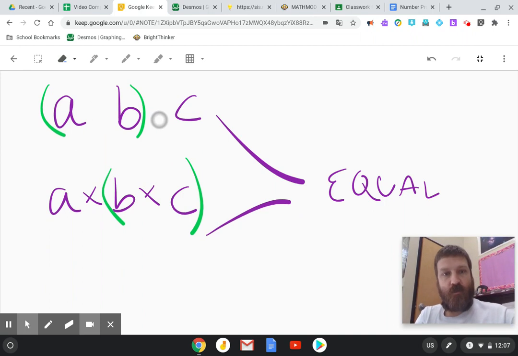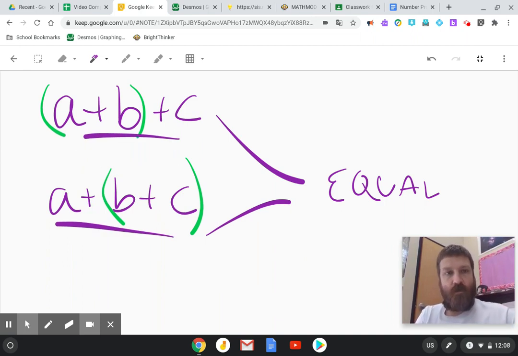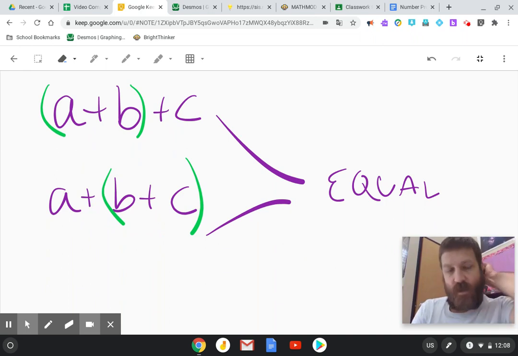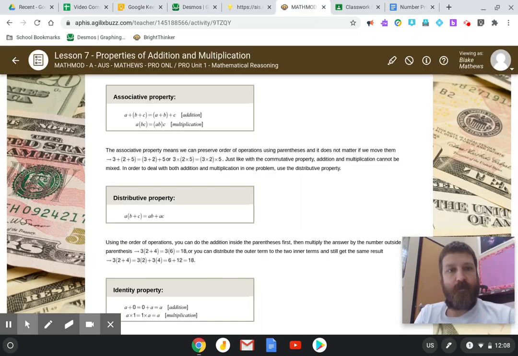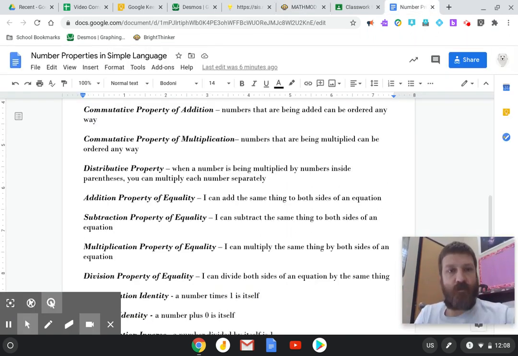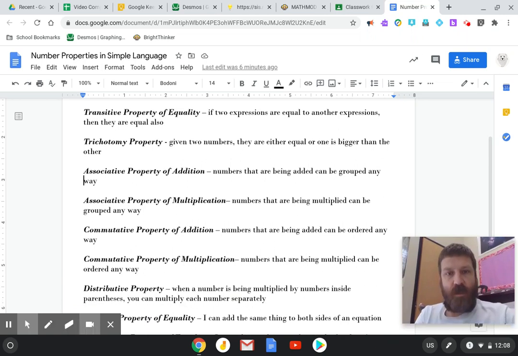So again, just to drive the point home for the addition side, I can add numbers like this. And again, those two expressions would be equal, even though I've grouped A and B on this one and B and C on the bottom one. So there is no difference to the answer because of the properties that addition and multiplication have. So associative property is all about grouping. And I've written that here. Associative property, numbers that are being added can be grouped any way. Associative property of multiplication, numbers that are being multiplied can be grouped any way.